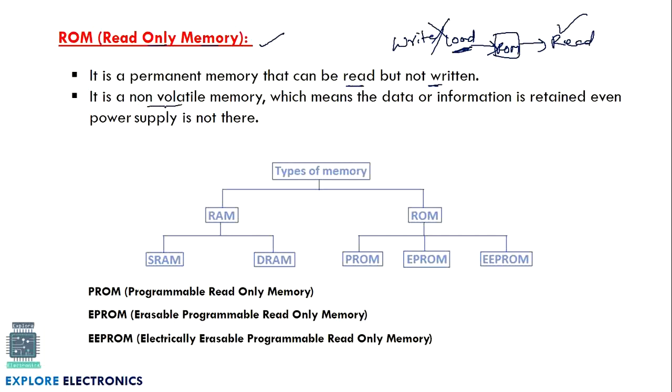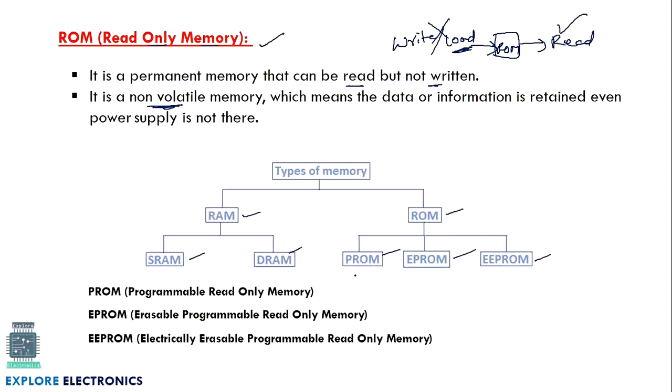It is non-volatile. Non-volatile means even if the power supply is not there, it will not go vanished. It will not get deleted. Right? There are two types of memories we have seen, RAM and ROM. Again in RAM we have seen SRAM and DRAM. Similarly in ROM we will be having PROM, EPROM and EEPROM.